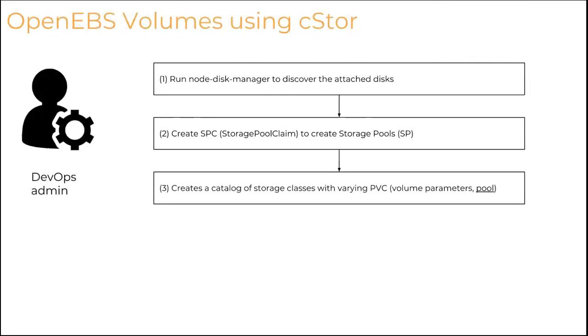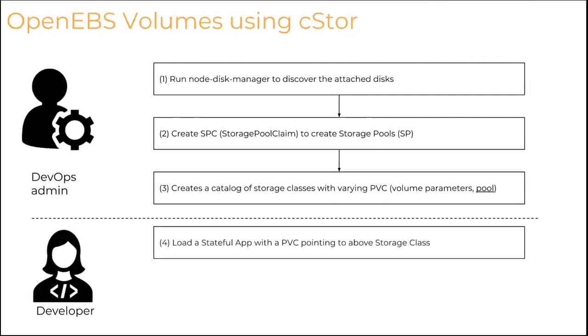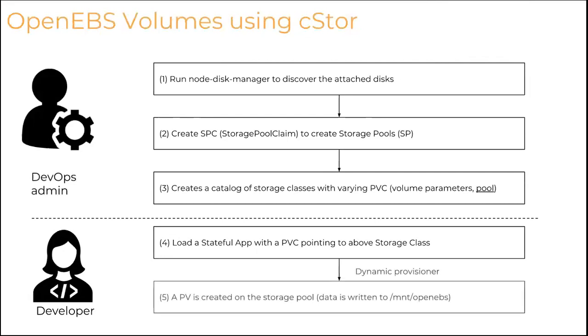right? The third step remains the same. It's basically creating the storage class with certain parameters and associating the storage pool claim that we have just created as the pool. And the developer workflow also remains the same, no change there. They create a stateful app that uses a PVC pointing to the above storage class, and then that results in a dynamic provisioner, which in this case is an OpenEBS dynamic provisioner, creating a PV, and the stateful apps get loaded on the Cstor volume. Okay.